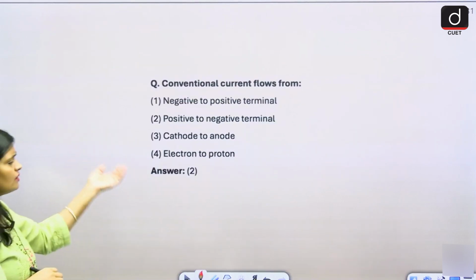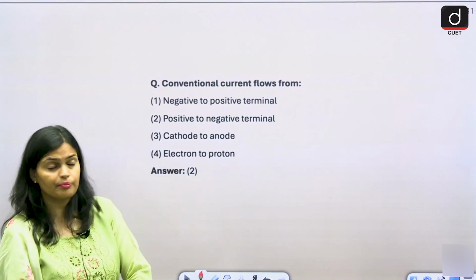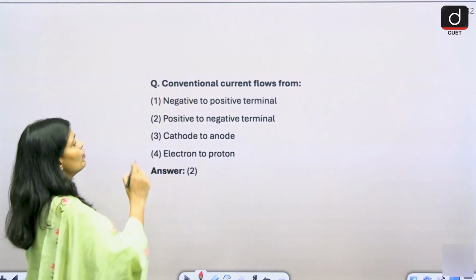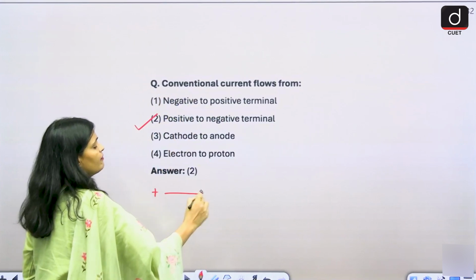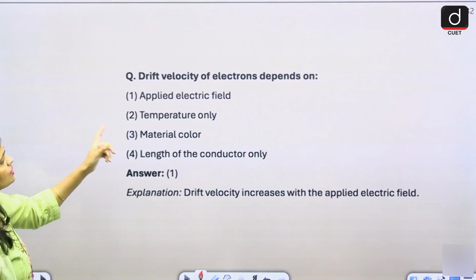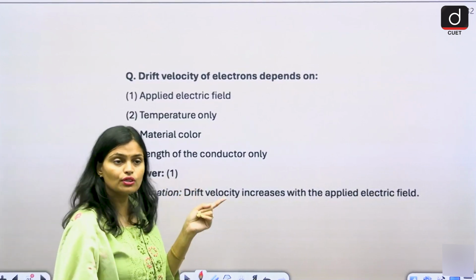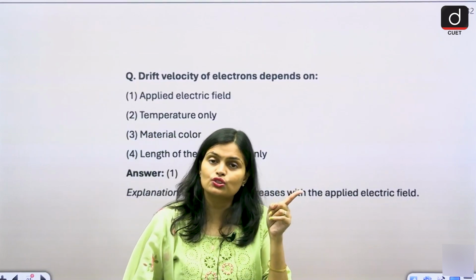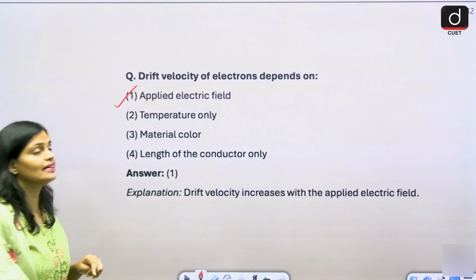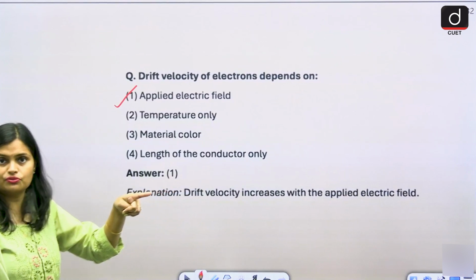These are some basic conceptual questions, which tell you how much you have remembered. Conventional current flows from positive to negative terminal. Okay. Next question. Drift velocity of electron depends upon. So drift velocity, thermal velocity is due to heat. The electrons flow due to heat. In drift velocity, it depends upon the electric field. On applying an electric field only, the charges move.